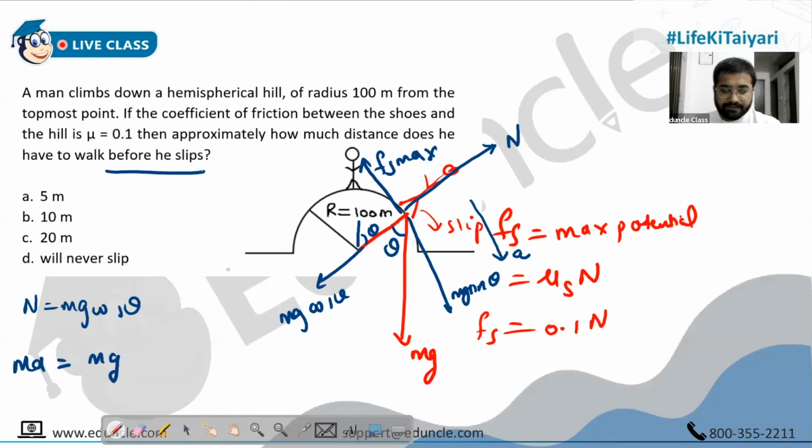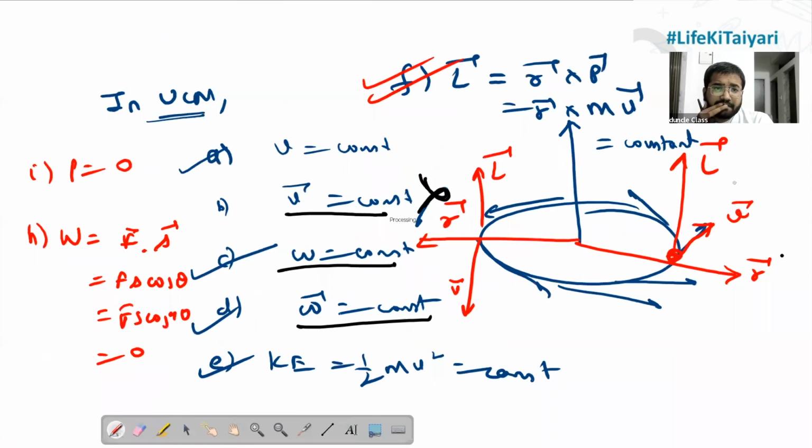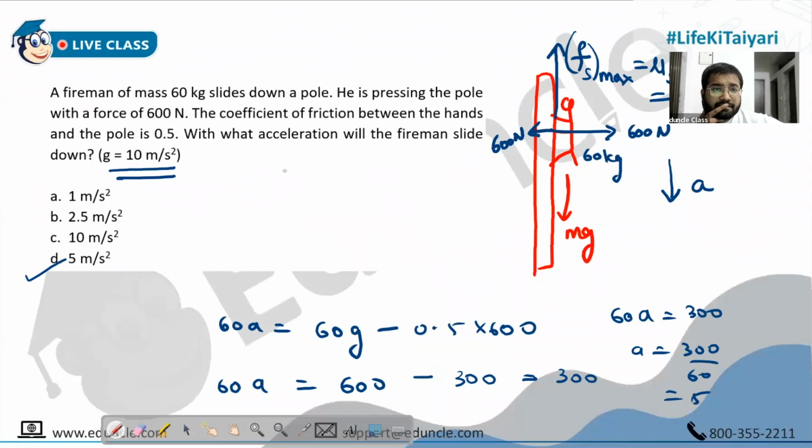But in the previous question, we had a monkey, and the monkey was at rest, but then he slides down. But here we had to talk about with what acceleration the fireman will slide down. And here again, we are taking it as Us. So here we have to take kinetic, no? No. Again, I'm not understanding here.